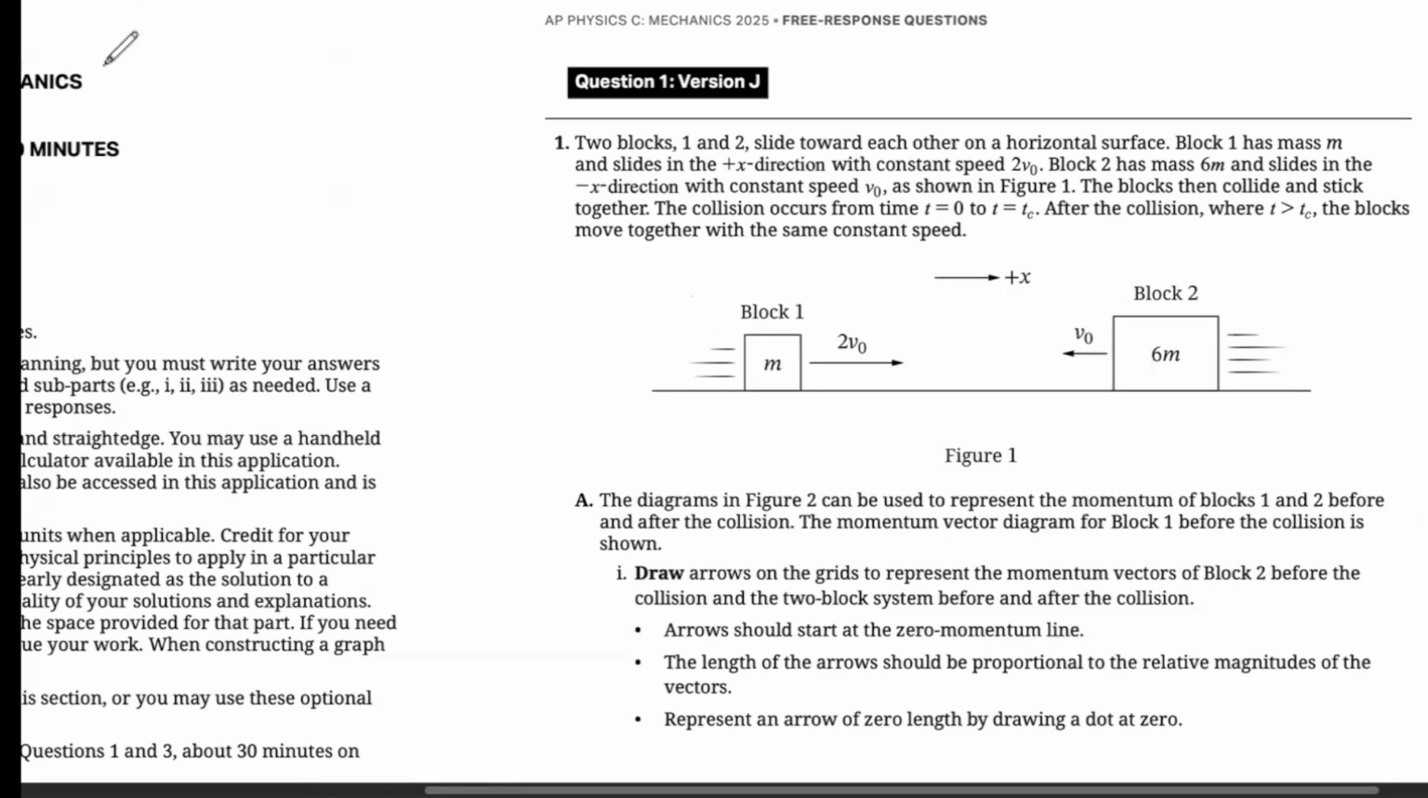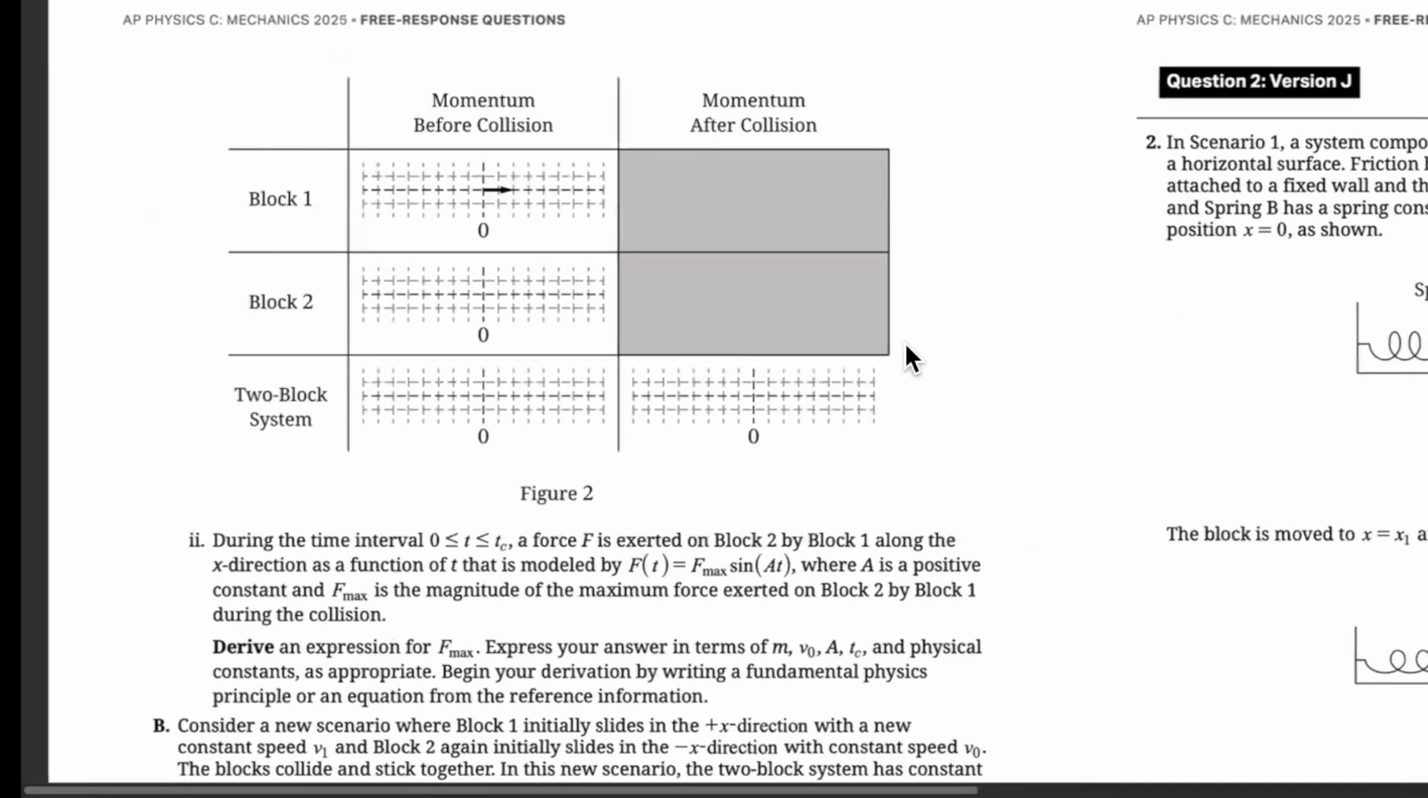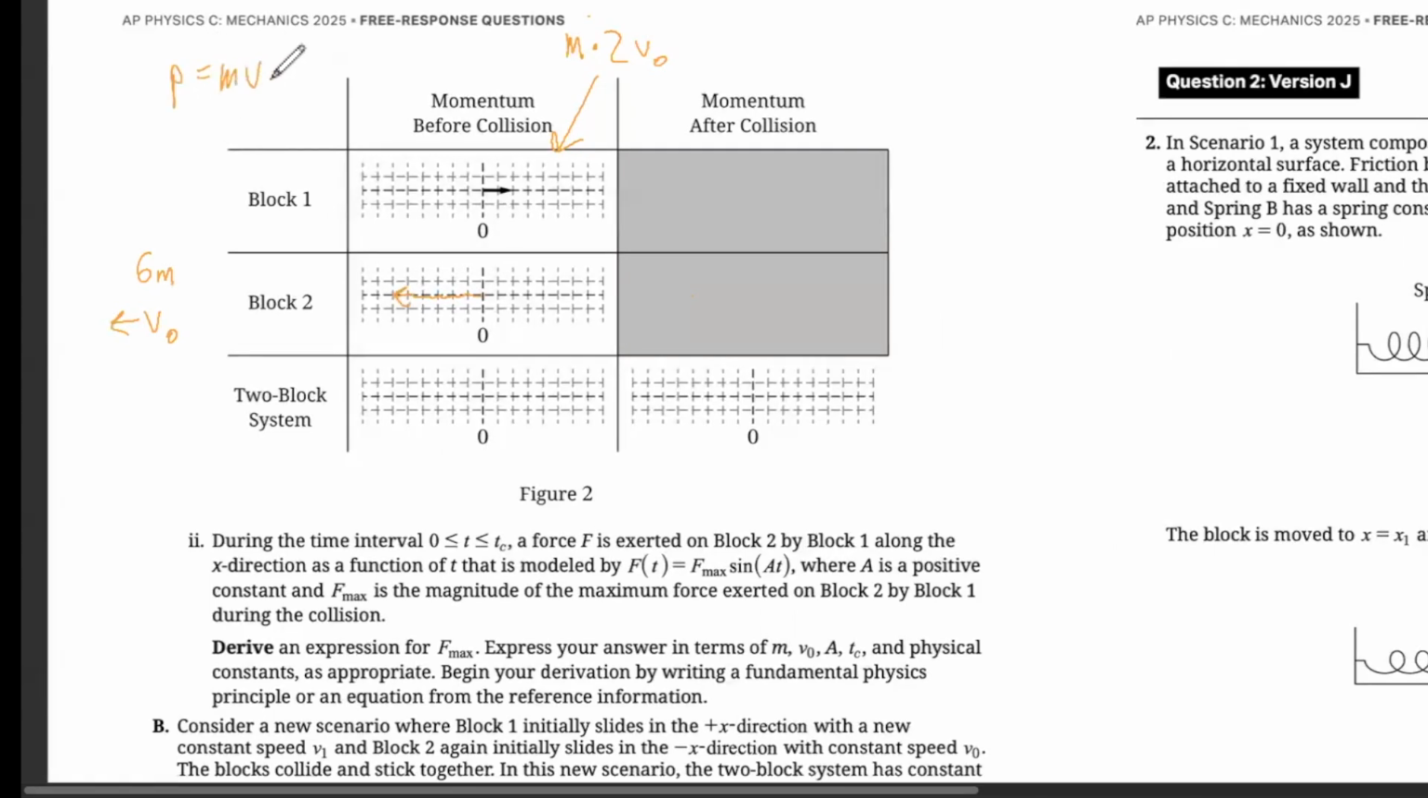I assume that the diagram is on the next page, so I'm going to flip that, and yep, there it is. Okay, so momentum before collision, momentum after collision. Block 1 had a mass of m and a speed of 2v0, hence it has 2 units of momentum. The other block has a mass of 6m and a speed of v0, but it's to the left, which means that it's going to have -6 units of momentum, since momentum is equal to mass times velocity.